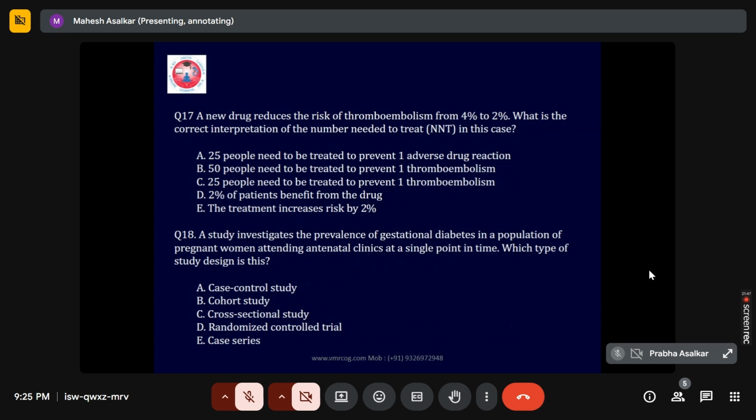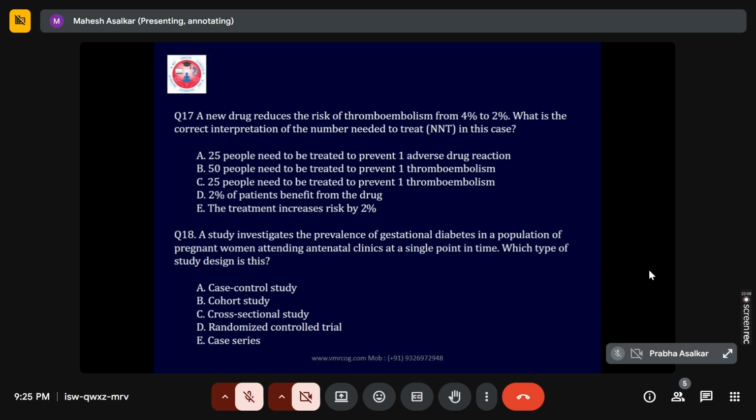So number needed to treat will be 1 upon ARR, which will be 1 upon 4 minus 2. So it will be half into two, so 50. So, sir, option B. Correct. So 50 people need to be treated to prevent one thromboembolism.